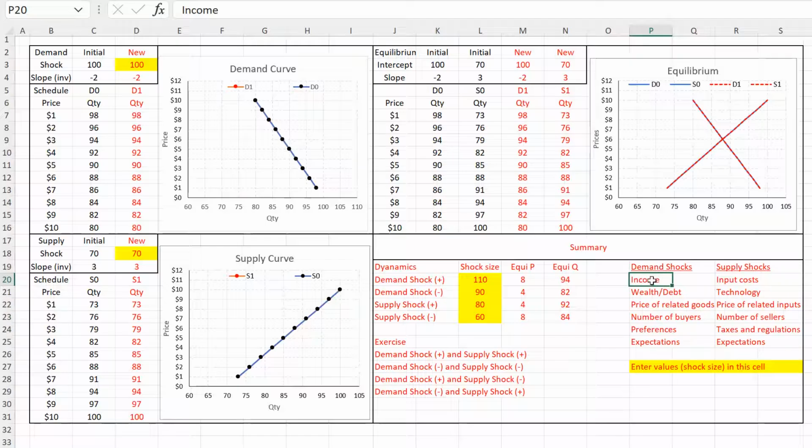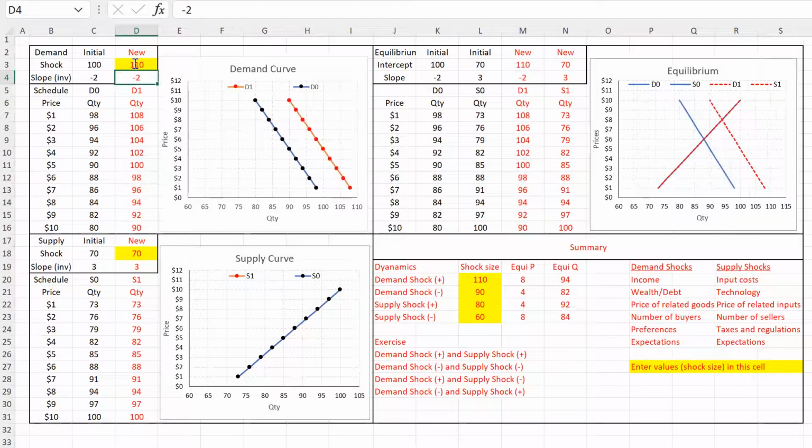Let's assume that there is a positive shock to wealth or income, and that is going to mean that the consumers want to demand more of this product. So this is an example of a positive demand shock. And if we just take an example, let's assume that instead of 100, we have a positive shock of 10 units, which means that the demand curve is going to shift right. So you can clearly see that that's given.